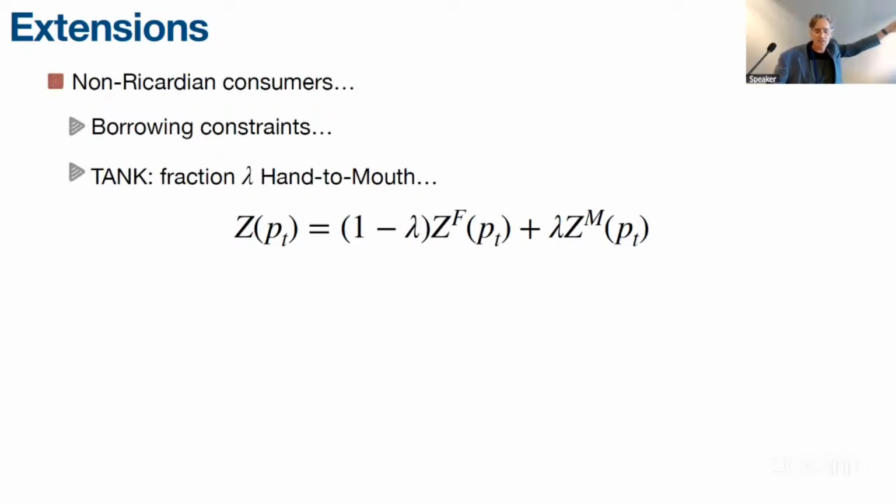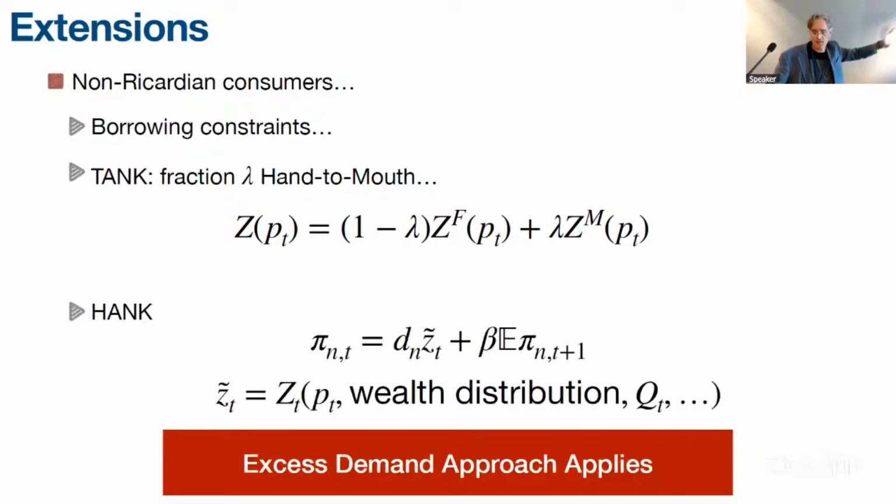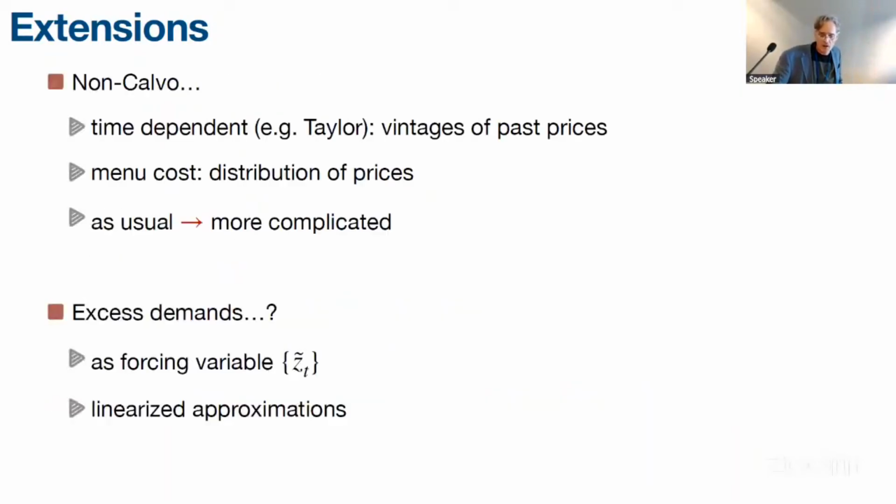I'm going to skip these extensions, but we can handle non-Ricardian. It's a simple mix. It just changes your excess demand. It's not a constant marginal utility anymore. You could do HANK if you like it. I know people here like it.